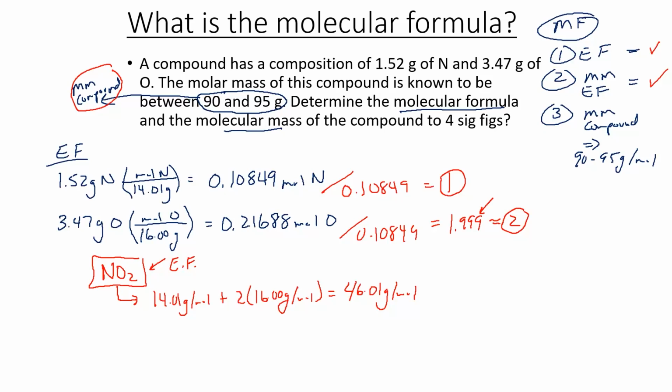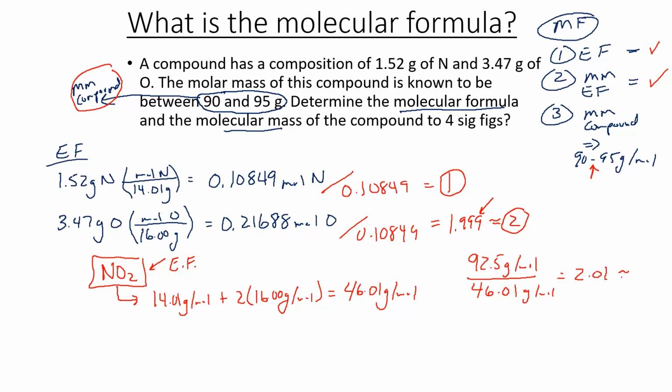So we take our 92.5 grams and divide it by the molar mass of the empirical formula, which is 46.01 grams per mole. We will get basically a factor to multiply our empirical formula by of approximately, in this case, 2. It's 2.01. That obviously is close enough to round to 2.